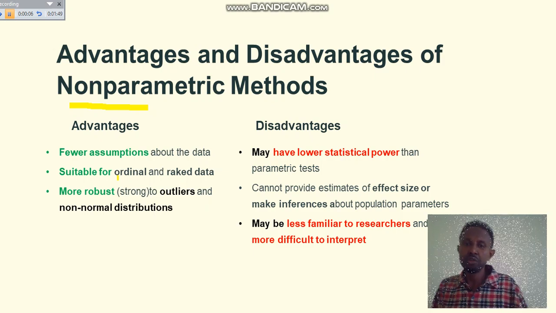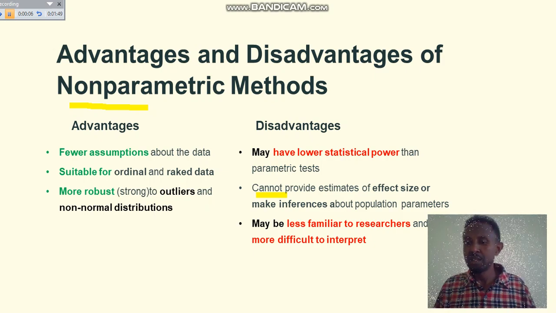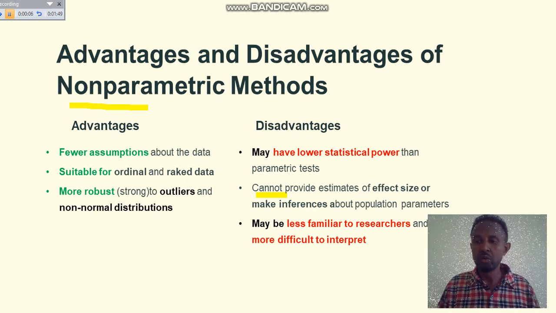When we come to the disadvantages, it has lower statistical power because it relies on qualitative data. It cannot provide an estimate of effect size and make inference about the population parameter. It may be more or less familiar for researchers, because researchers most of the time rely on using both quantitative and qualitative data.